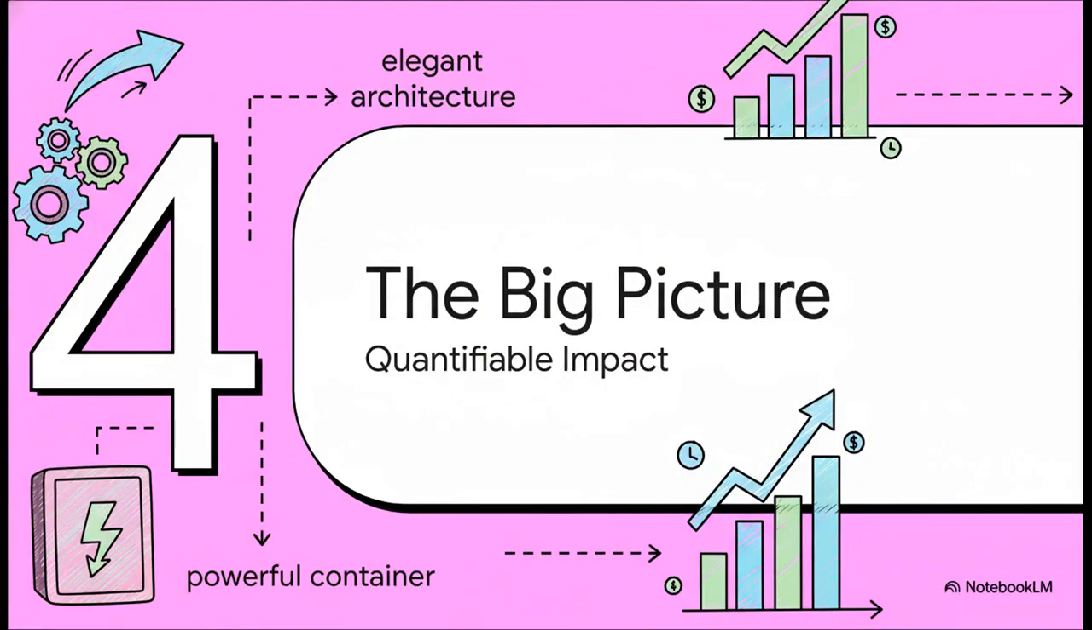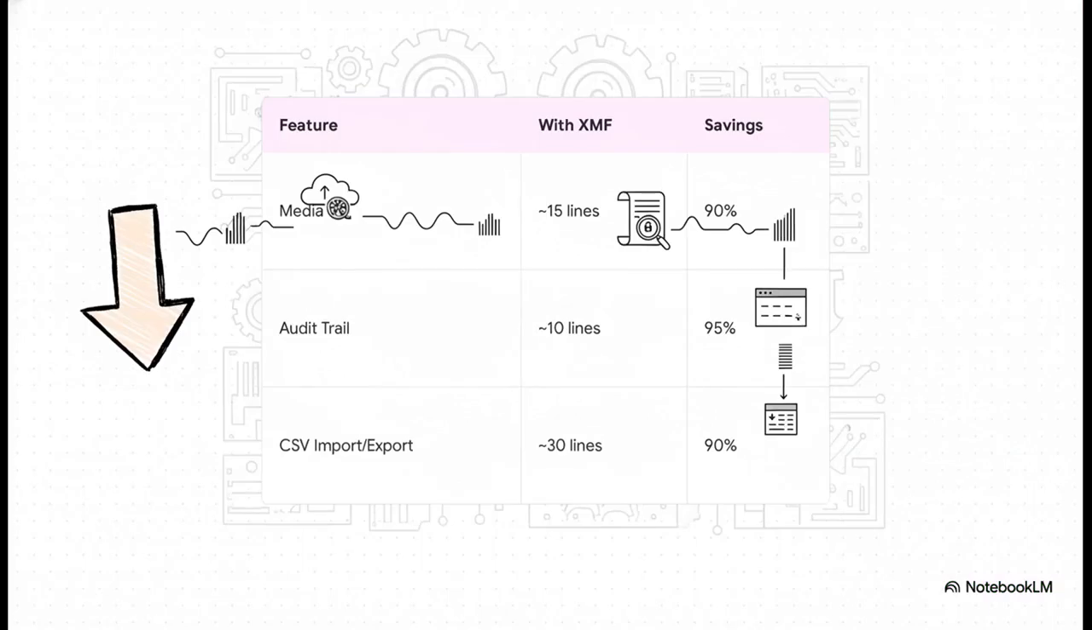So we've seen this elegant architecture, we've seen the power of the container, but let's get down to brass tacks. What does this all mean for you, the developer, in the real world? Let's talk numbers. And this is where it gets really exciting. Just look at these savings. Building a media upload feature requires 90% less custom code. An audit trail to track changes, a 95% reduction. A CSV import/export tool, another 90% saving.